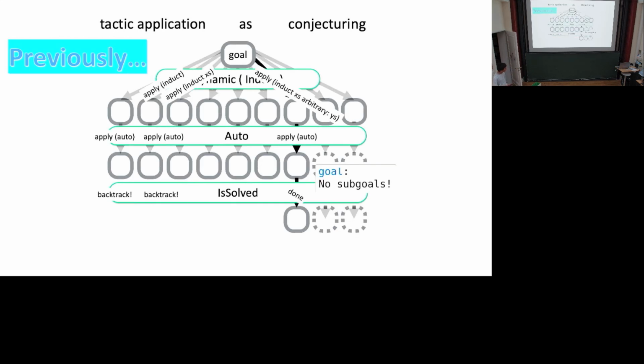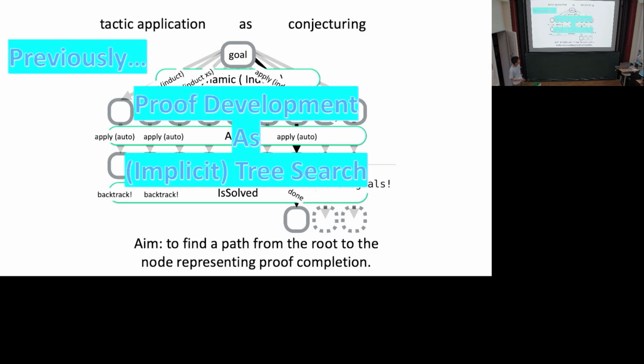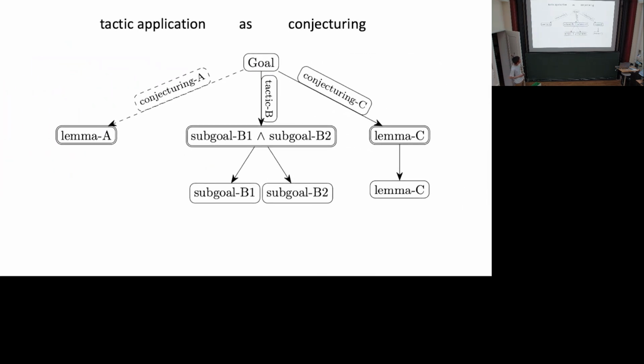So previously I was talking about seeing proof development as tree search. And in this tree, you see that tactic applications correspond to edges between nodes. And the aim was to find a path from the root node to the leaf node, which represents the proof completion. And the proof script was the path from the root to the leaf node. Now we are saying that tactic applications are conjecturing. They are the same thing. So we should add conjecturing steps as edges.